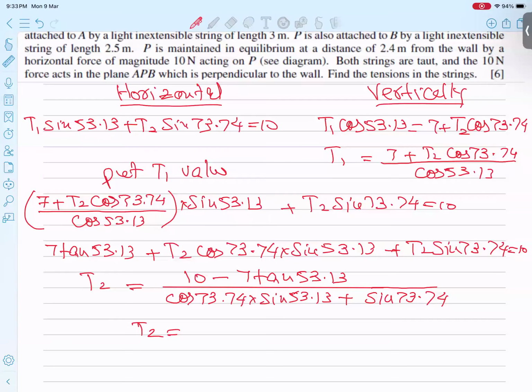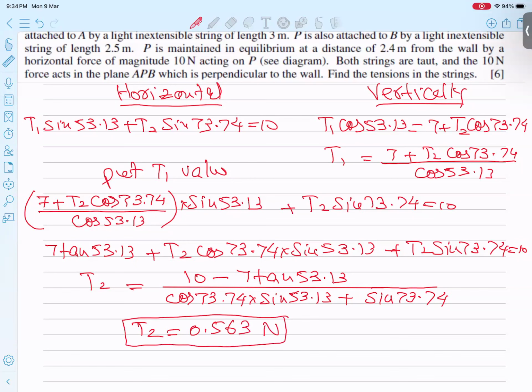10 minus 7 times tan 53.13, done, and divided by cos 73.74 times sine 53.13 and then plus sine 73.74. If I check in the calculator, I'm getting here 0.563 newtons. I hope the concept is clear.